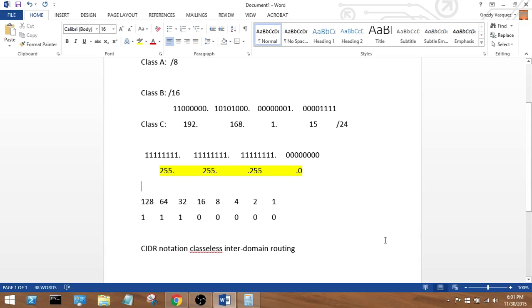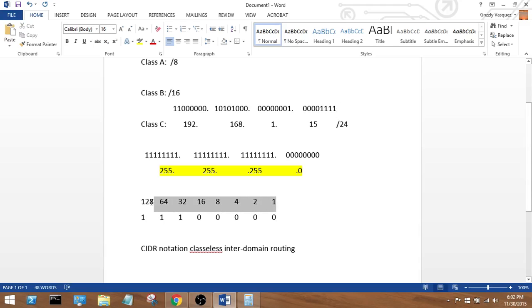All right. Another thing that we learned is that IP addresses are written in what's called decimal form. So your regular numbers, so we can understand them, but the computer understands only binary ones and zeros, right? So 11000000 is 192. This is 168. This is a 1, and this is a 15. Why? Because each one of these ones or zeros has a place value.